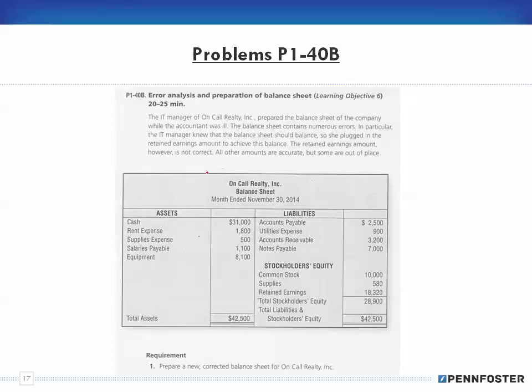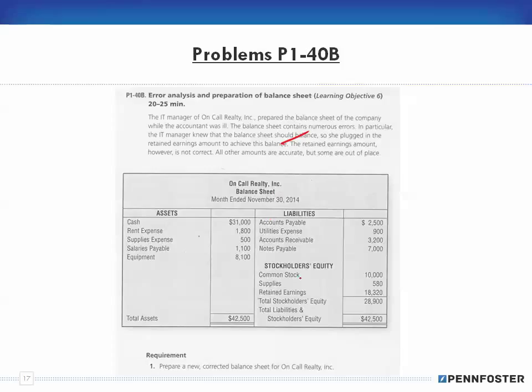So it says here, the IT manager of On-Call Realty prepared the balance sheet of the company while the accountant was ill. The balance sheet contains numerous errors. In particular, the IT manager knew that the balance sheet should balance, so she plugged in the retained earnings amount to achieve this balance. That's called cooking the books, and you go to jail for that. Okay. The retained earnings amount, however, is not correct. All other amounts are accurate, but some were out of place. So our requirement is to prepare a new corrected balance sheet.